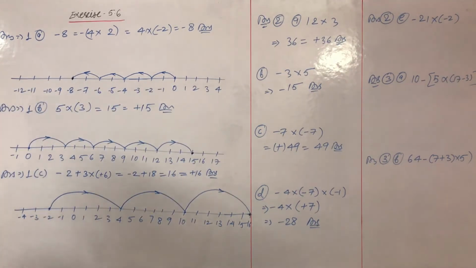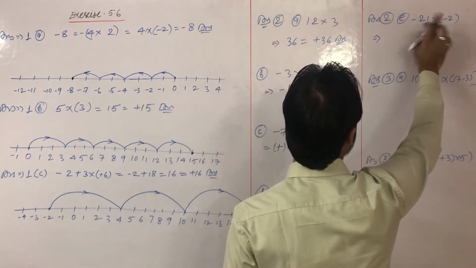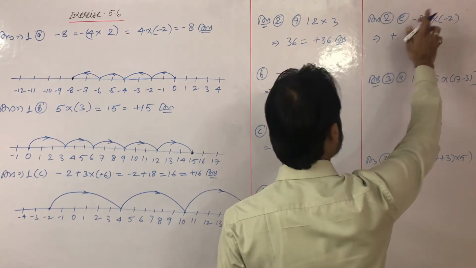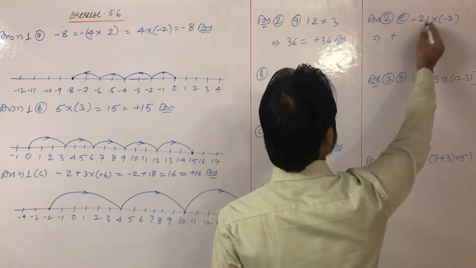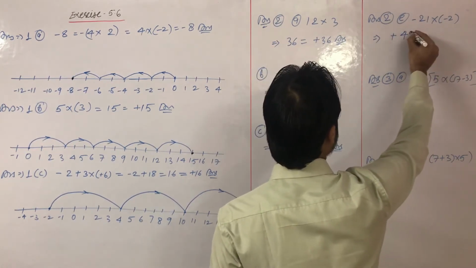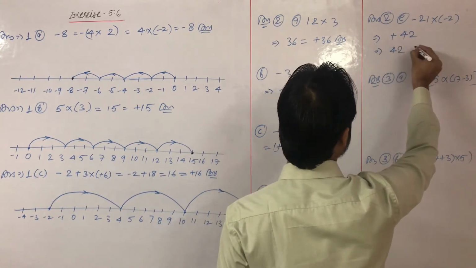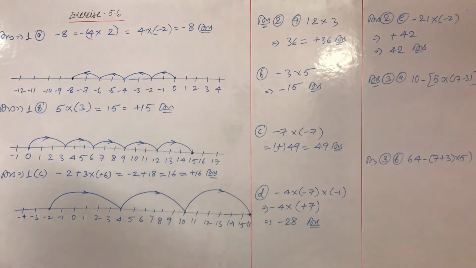Next, minus 21 into minus 2. Again we have two negative integers for multiplication. Minus minus plus. You know that multiplication of negative integer and a negative integer is positive. And 21 into 2, 42. So plus 42 or 42 is the answer. Now third question, again we have to simplify.